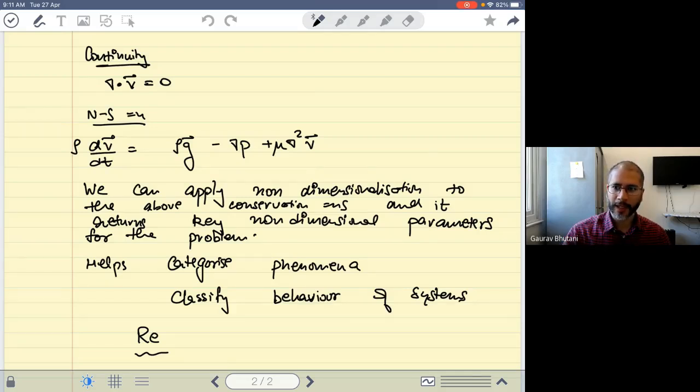So it's this critical value of 2500 for this Reynolds number that completely changes the behavior of the system. In this case, we're talking about flow inside a pipe. This Reynolds number, in this case, is a pi parameter. The values of pi parameters can be used to classify the behavior of systems. You can also use them to categorize the phenomena, so laminar, turbulent, and so on.